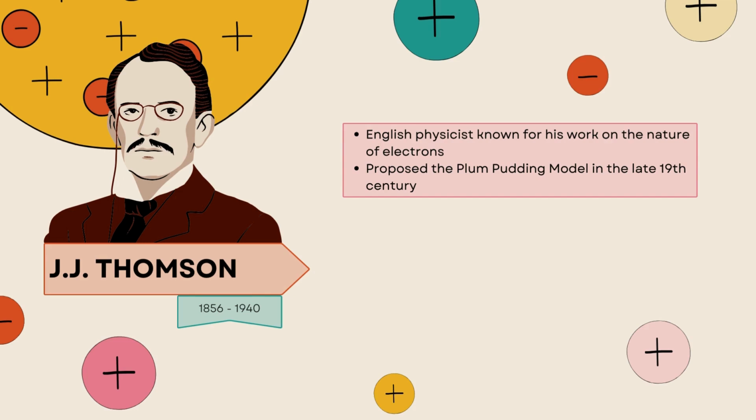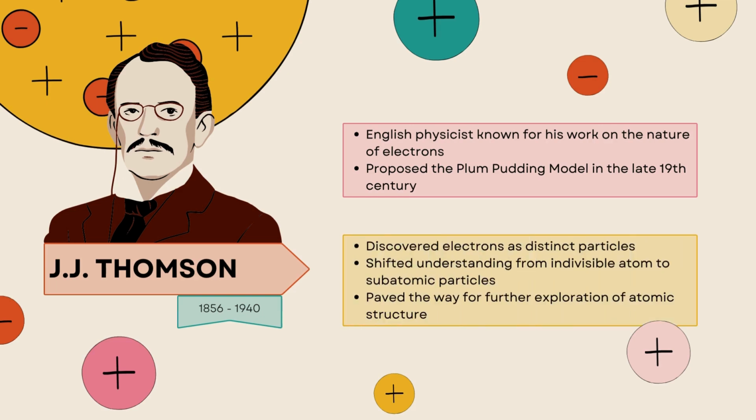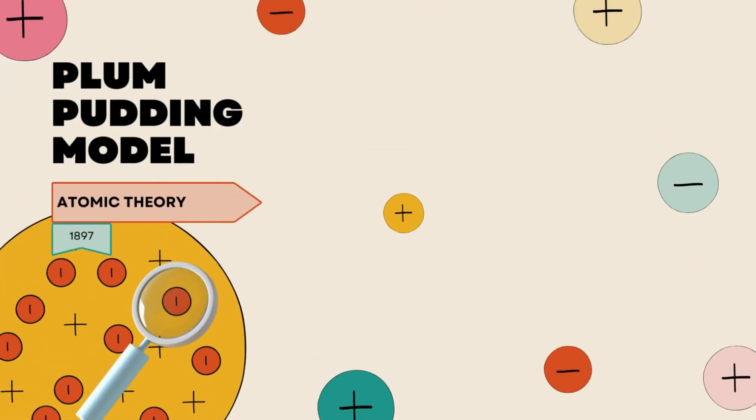Now I will tell you about his discoveries, the discoveries given by J. J. Thomson. He discovered electrons as distinct particles. He said that electrons are particles. He also gave us the concept that shifted understanding from the indivisible atom to subatomic particles, and paved the way for further exploration of atomic structure. His theory is the Plum pudding model.